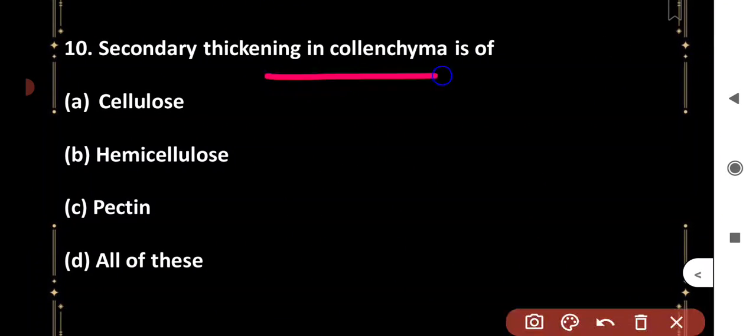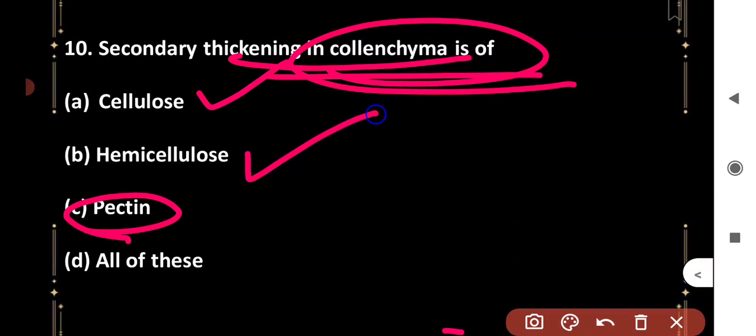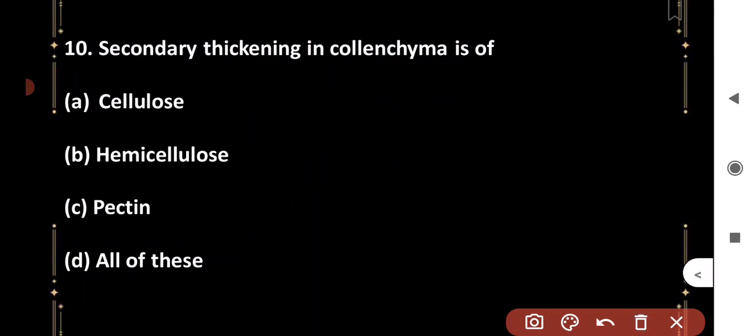Secondary thickening in collenchyma is due to. Secondary thickening means hemicellulose, cellulose, these are present in normal plants, right? So secondary thickening is caused by mainly pectin. It is also caused by cellulose, also caused by hemicellulose, also caused by mainly pectin. Okay, so all of these are correct.